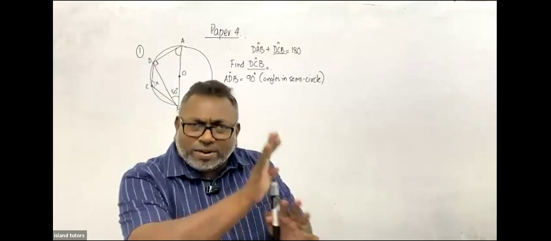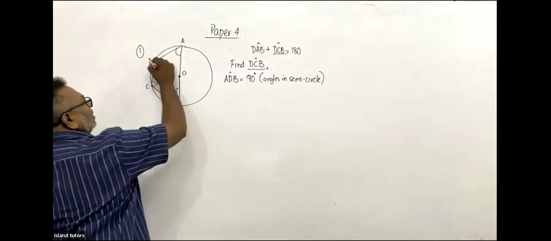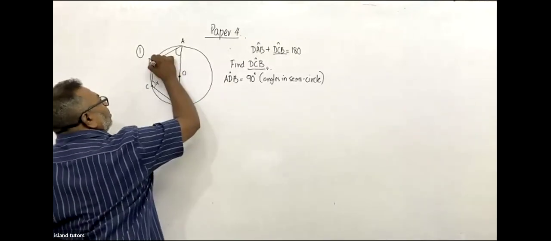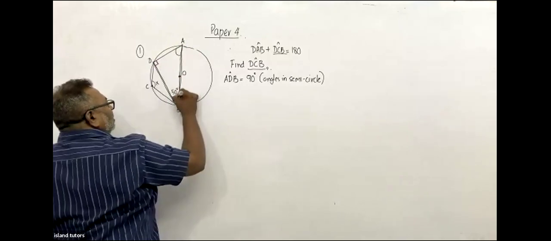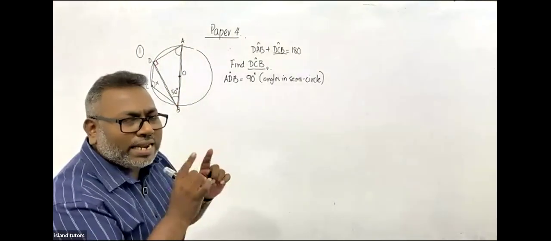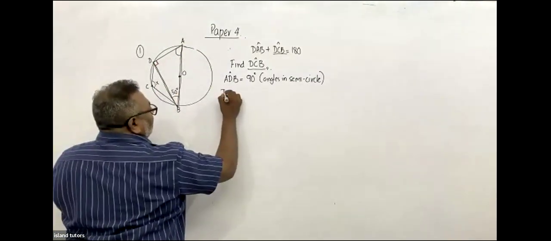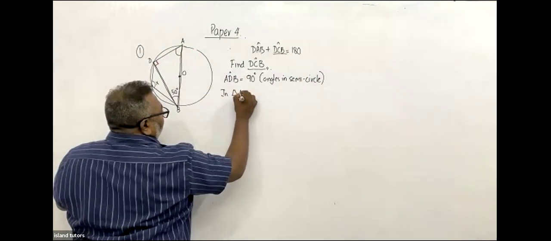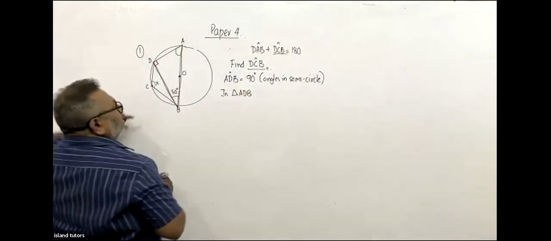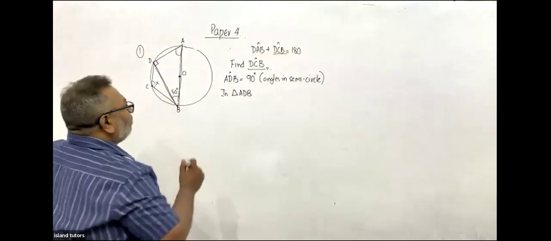So I'm not going to touch that, but we can find it in a different way. Right, so you can see in triangle ADB, this is a triangle. We know interior angles of a triangle add up to 180. So in triangle ADB, you already know two angles. What is that? 90 and 50.